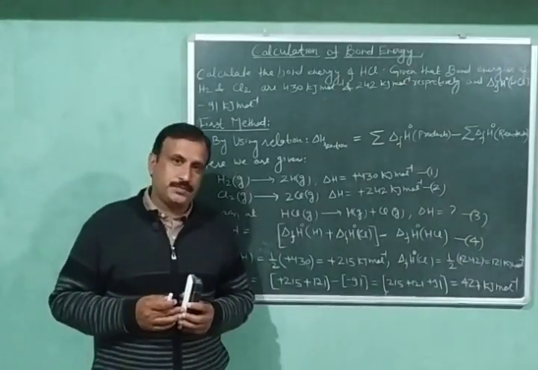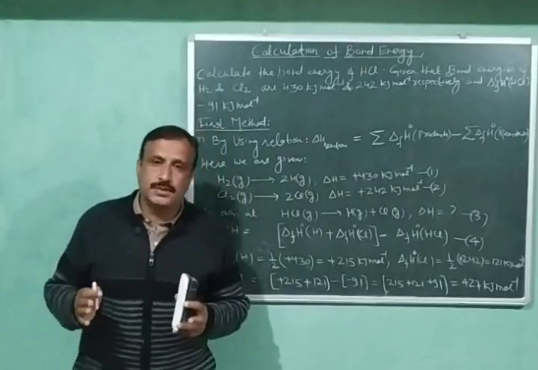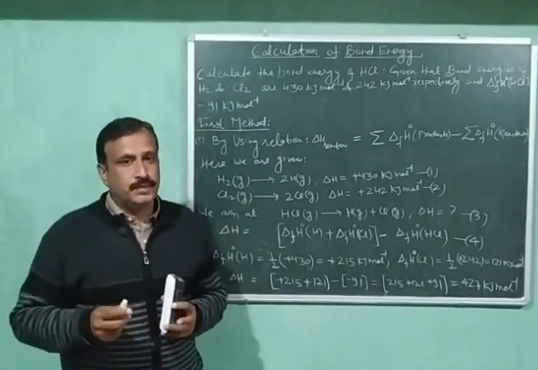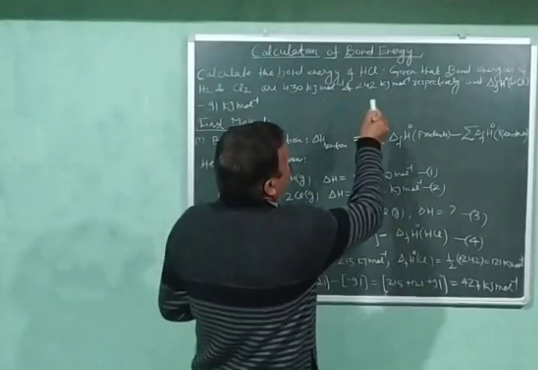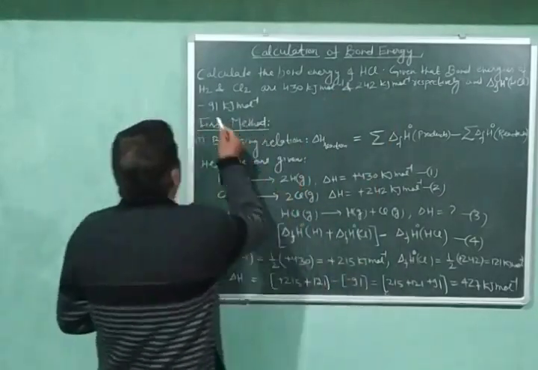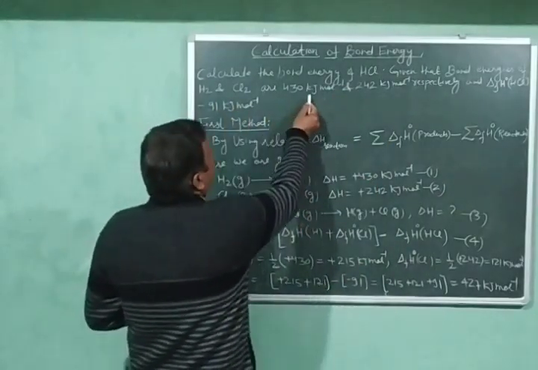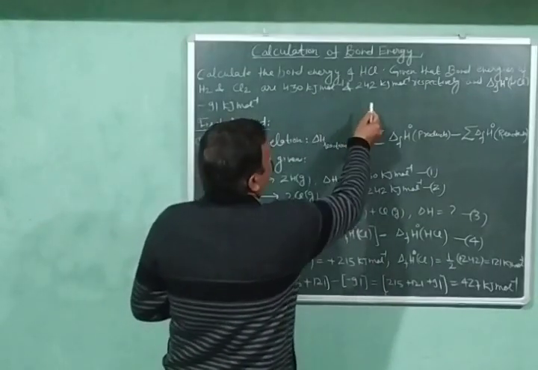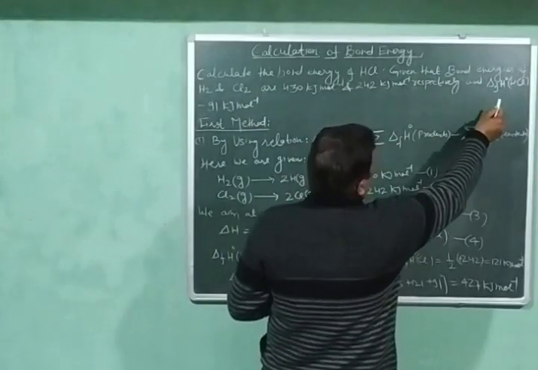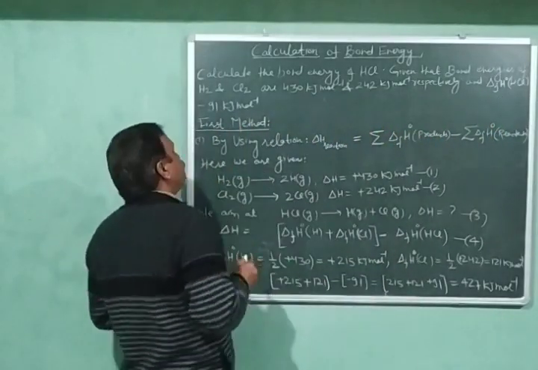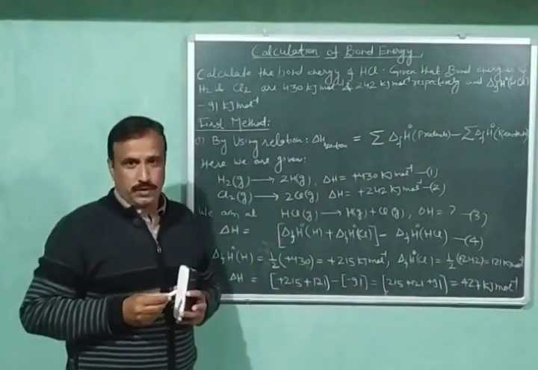Today I am going to discuss the different methods of calculation of bond energy, and I will explain these methods with the help of a numerical problem. The numerical is: calculate the bond energy of HCl, given that the bond energies of hydrogen and chlorine are 430 kJ per mole and 242 kJ per mole respectively, and the enthalpy of formation of HCl is equal to minus 91 kJ per mole.